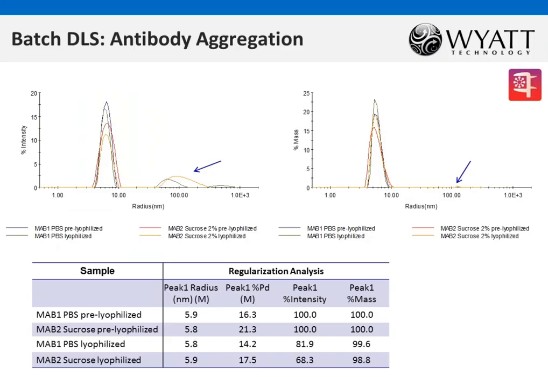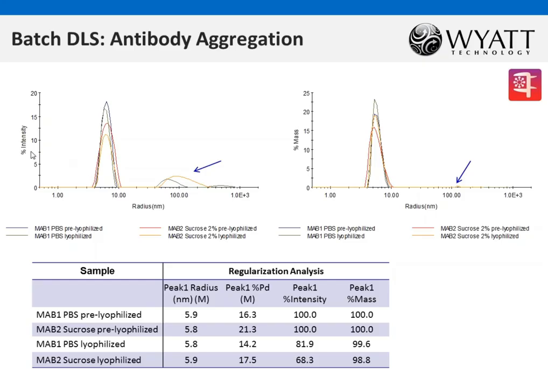Here we have the overlay of monomodal and multimodal size distributions for a monoclonal antibody in two different formulation buffers, PBS and a buffer containing 2% sucrose. Each buffer formulation was measured for pre-lyophilized and lyophilized conditions. The lyophilized samples contain aggregates of various sizes, whereas pre-lyophilized samples are aggregate-free.